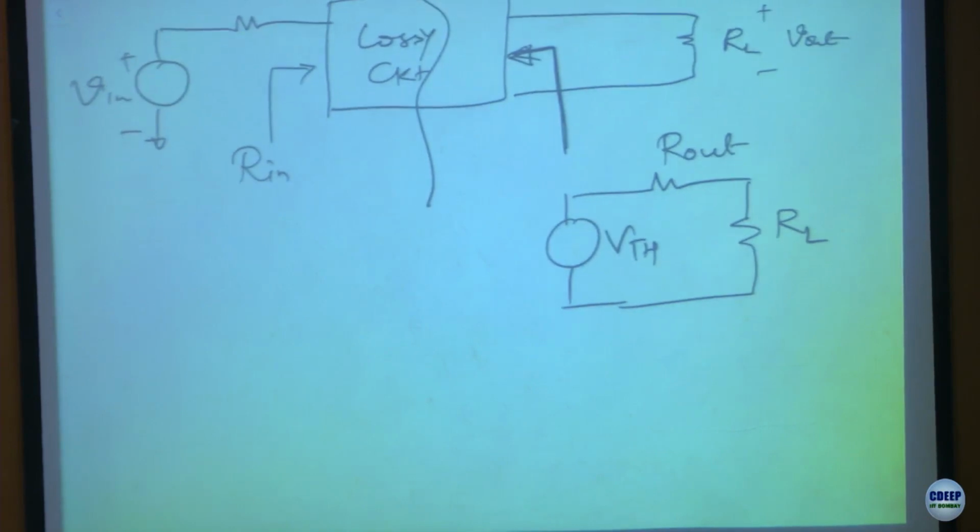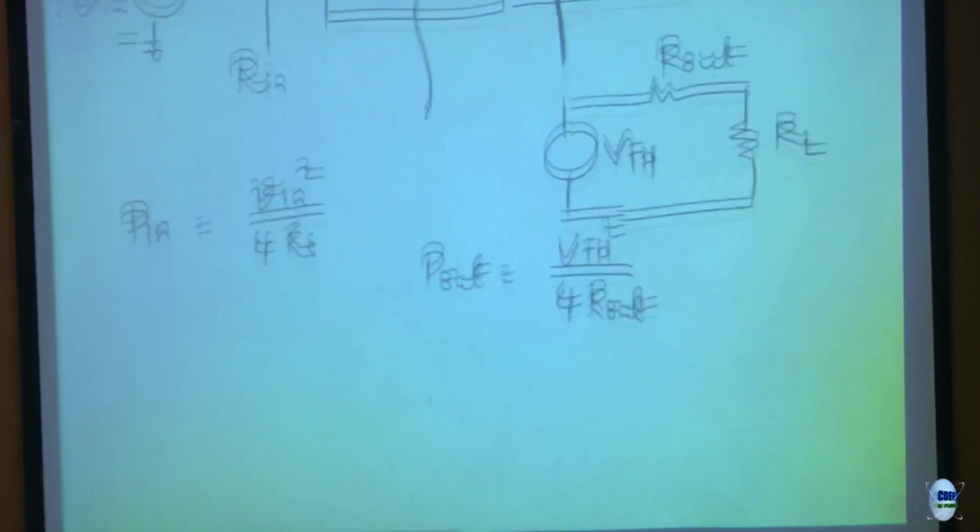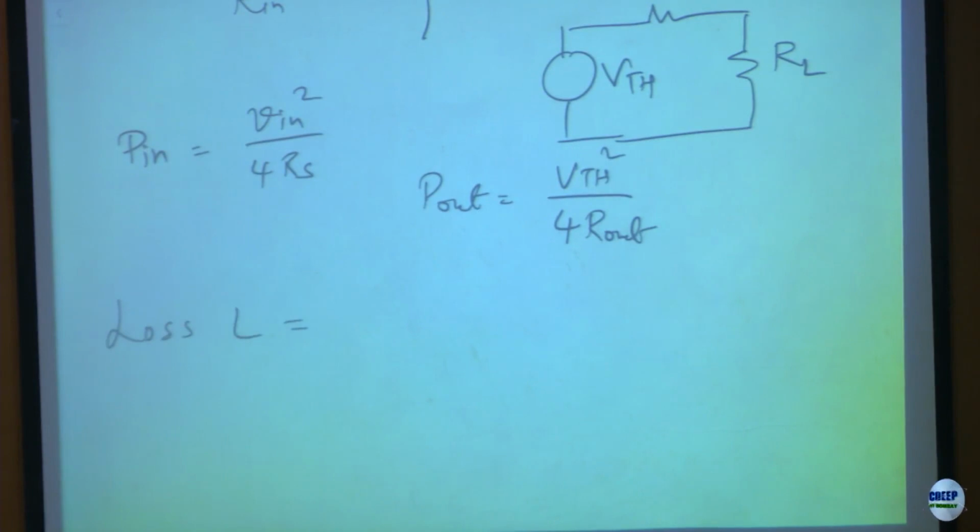And so then what is the power delivered at the input? P in is going to be equal to V in square divided by 4 RS. Is that clear? You know why the 4 came in, right? Because there is a voltage divider over here, giving the half. And what is the P out going to be? VTH square divided by 4 times, let's say, R out, assuming match condition. Then the loss L is given by V in square divided by VTH square times R out divided by RS.